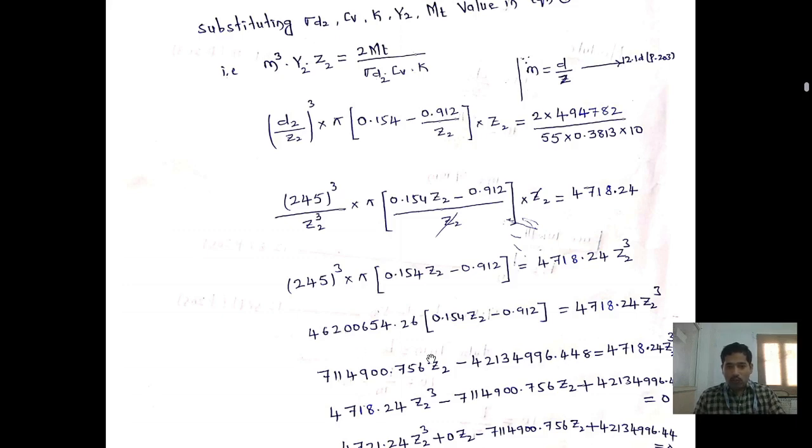After that, you want to multiply these terms: 462000654.26 into 0.14154 z2. Then you will get the value of 7114900.756 z2. Plus into minus should be minus 462000654.26. You want to multiply with 0.912. Then you will get the answer 42134996.448 equal to 4718.24 z2 whole cube. Is it right?